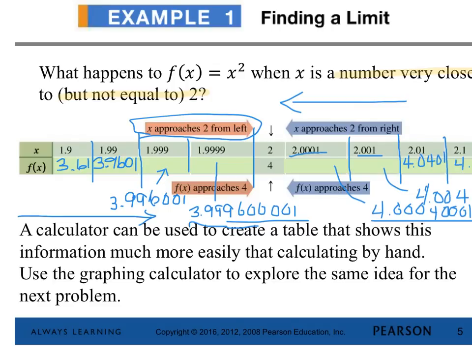Now, at this point, you're probably saying, well, why didn't you just plug in 2? You knew what it was at 2. 2 squared is 4. Yes, we do know that, but we're trying to develop the idea of what happens when something gets close to a fence that we're trying to approach. So you can think of 2 as being a fence. You can approach the fence, and you can approach it from either side, but you don't want to touch the fence.